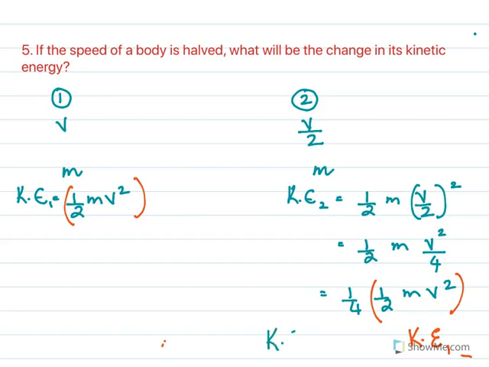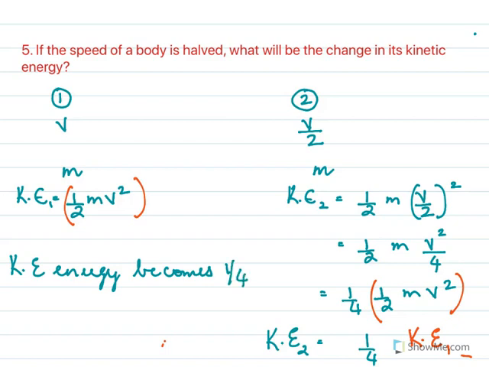So kinetic energy 2 is equal to 1/4 of kinetic energy 1. So what happens to the kinetic energy? The kinetic energy becomes 1/4 of the original kinetic energy. So if you notice here, when the speed is halved, the kinetic energy becomes 1/4, because it is square, it is v square.